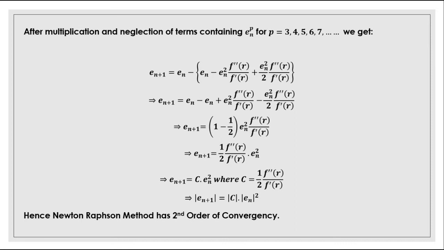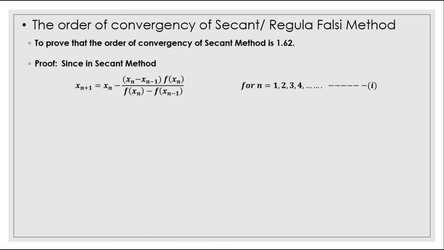And now we are going to prove that the order of convergence of the Regula Falsi method and the secant method is 1.62. So, taking the scheme of the secant method or Regula Falsi method, for n equal to 1, 2, 3, we will get, term by term, the approximation to the root of the function.